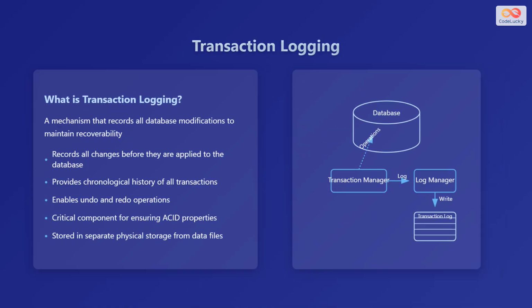Transaction logging is a mechanism that records all database modifications to maintain recoverability. This involves recording all changes before they are applied to the database, providing a chronological history of all transactions, and enabling undo and redo operations. It is a critical component for ensuring ACID properties. Transaction logs are stored in separate physical storage from the main data files to ensure that log data is available, even if the primary storage fails.